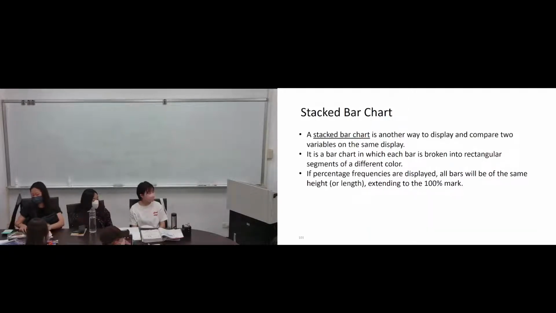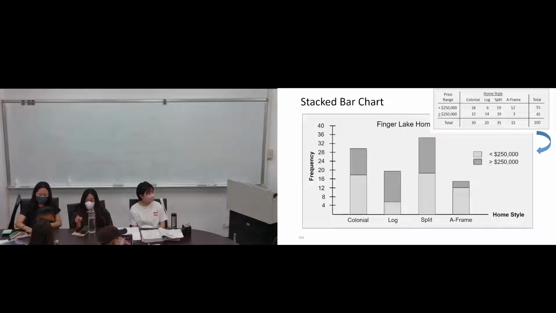Another one is the stacked bar chart. That can also help us to display and compare 2 variables on the same display. In the stacked bar chart, each bar is broken into rectangular segments of different color. So still we use the home style example.